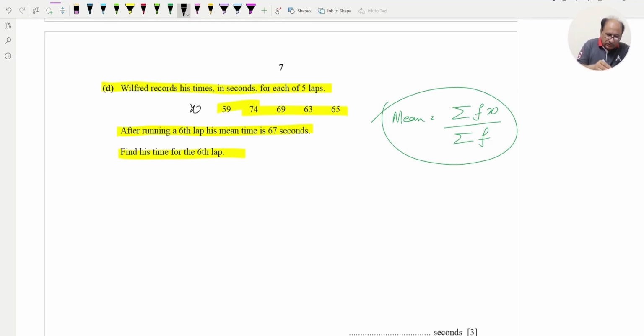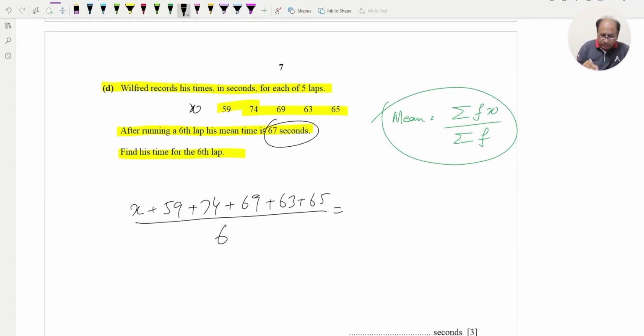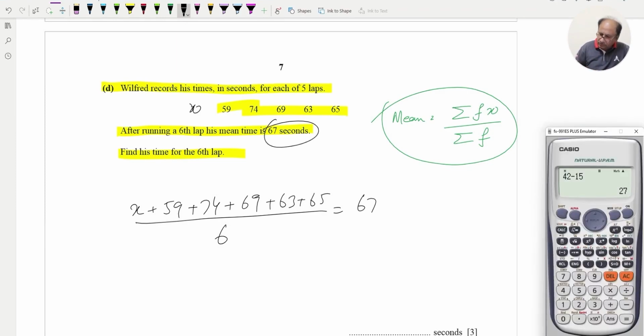If x is the 6th lap, we can add x plus 59 plus 74 plus 69 plus 63 plus 65, and divided by 6 will be equal to 67 seconds. We can add all these numbers, and 59 plus 74 plus 69 plus 63 plus 65 is equal to 330.